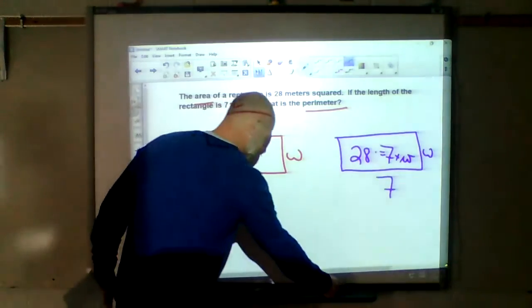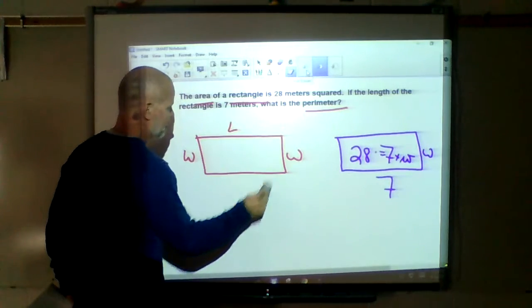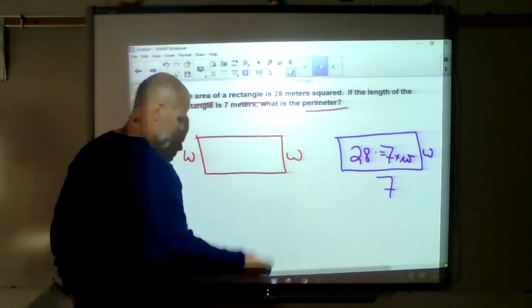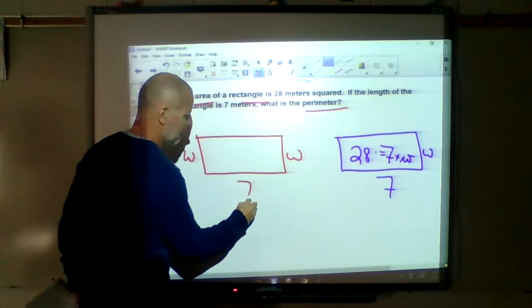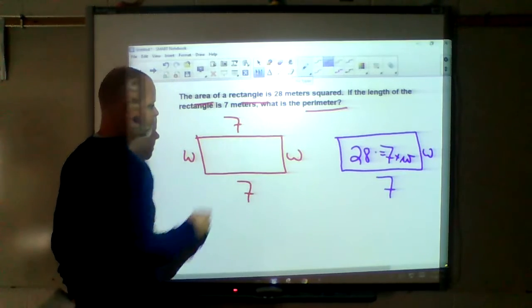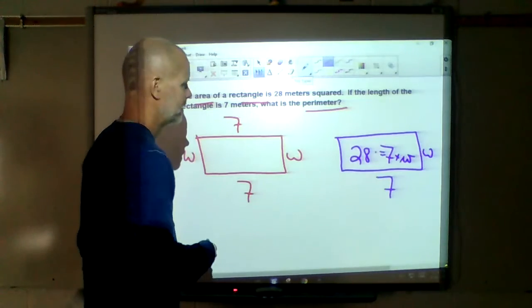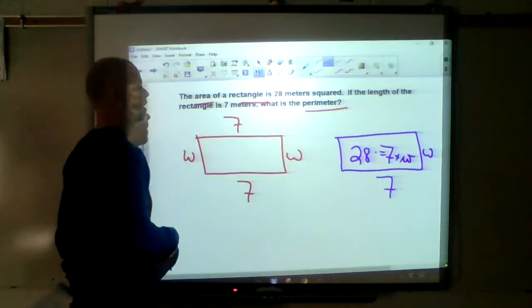Here's some more L's over here. Let's replace these L's also with 7s. Okay? It's the same rectangle. It's the same length. Okay? So I'm trying to figure it out.